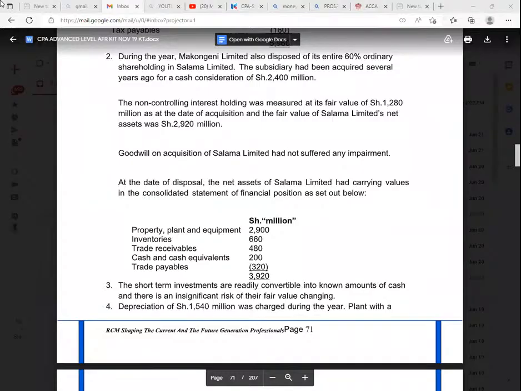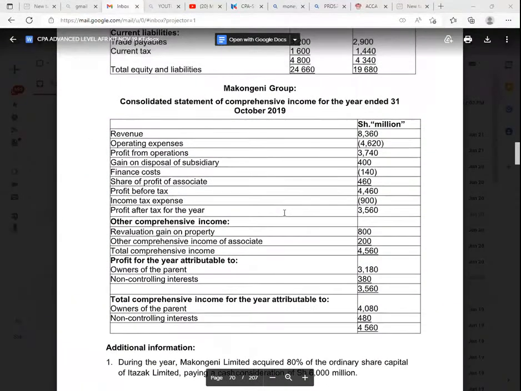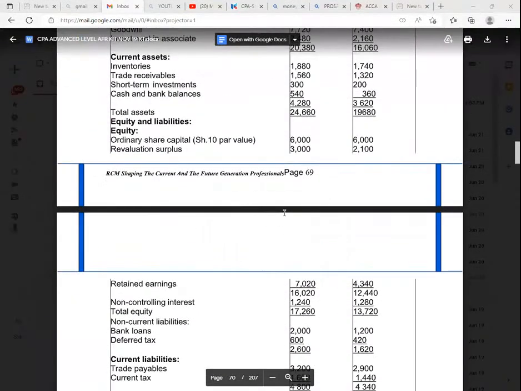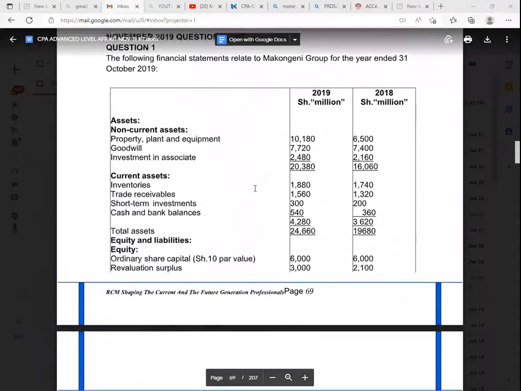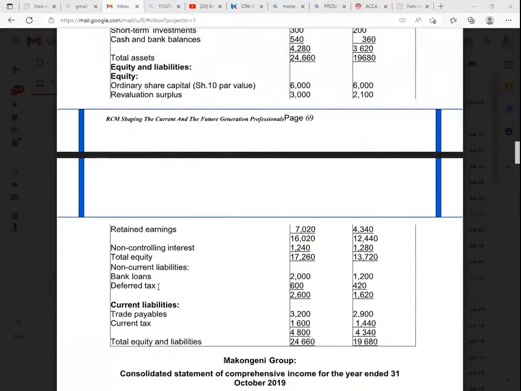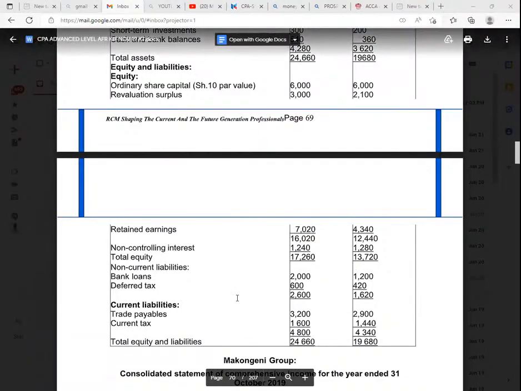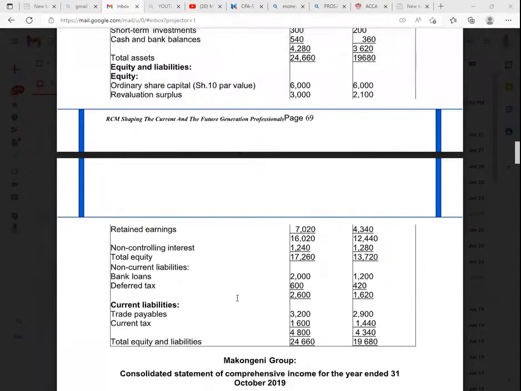And then you say minus the opening payable. The opening payable is here. The opening payable is 2,900.